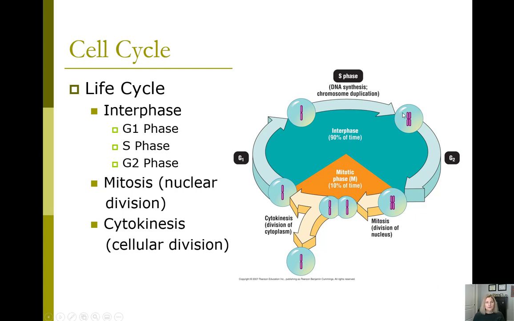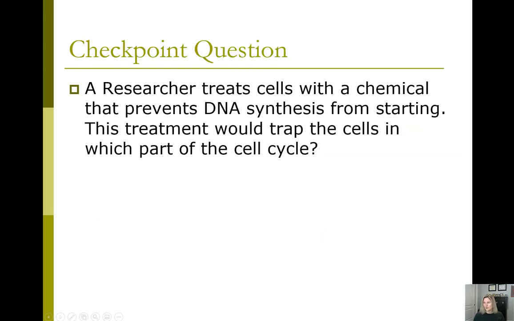All right. So first checkpoint question of the day. A researcher treats cells with a chemical that prevents DNA synthesis from starting. This treatment would trap the cells in which part of the cell cycle? Well, first off, would it be interphase or mitosis we're talking about here?